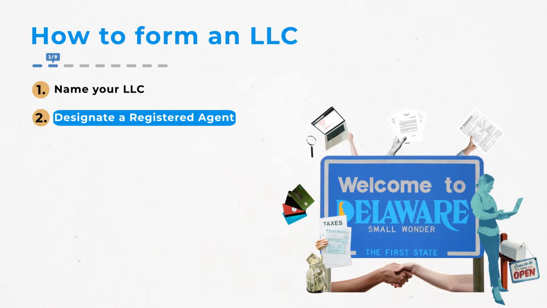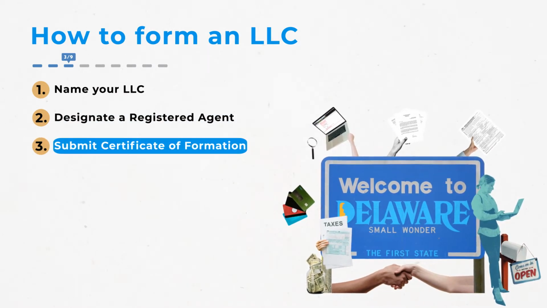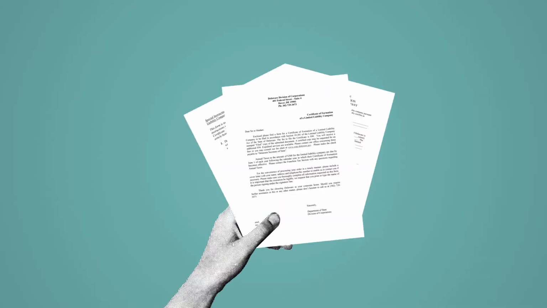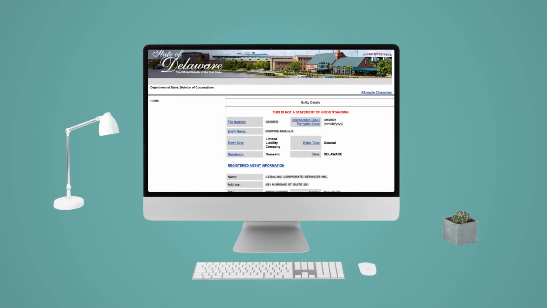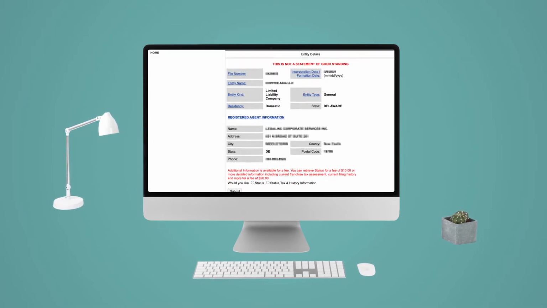Once you've found your registered agent, you can move on to step 3, submitting your certificate of formation of a limited liability company, which will officially form your LLC. You must submit this certificate to the Delaware Division of Corporations online or by mail. Everything included in your certificate of formation of a limited liability company will be included on public record.